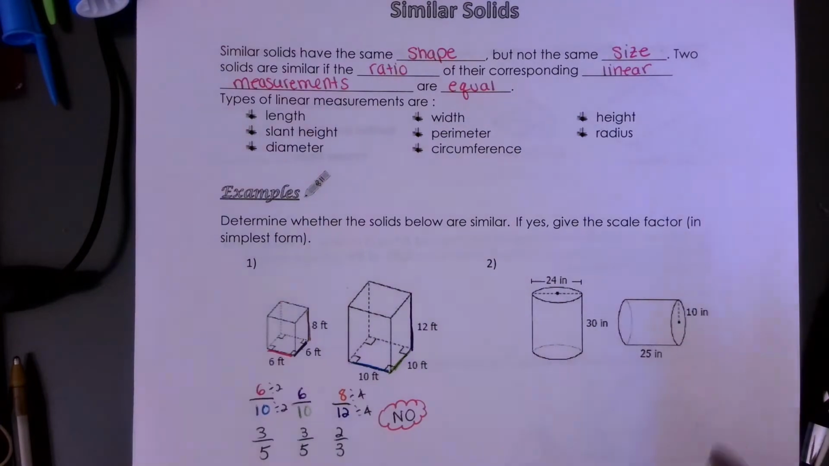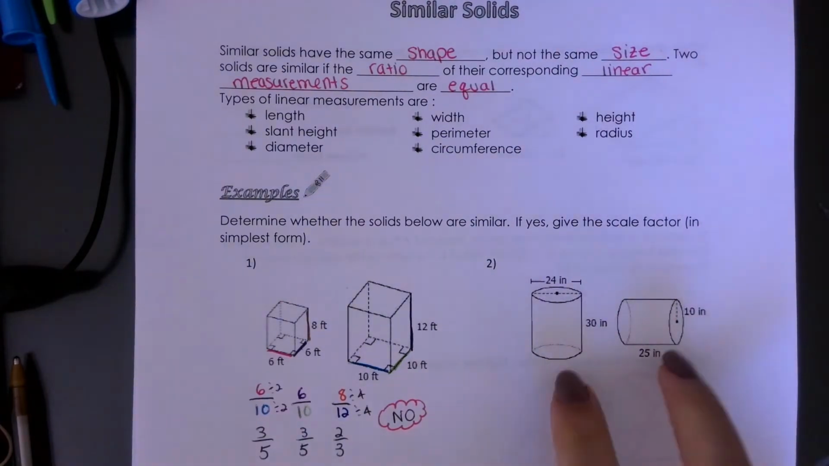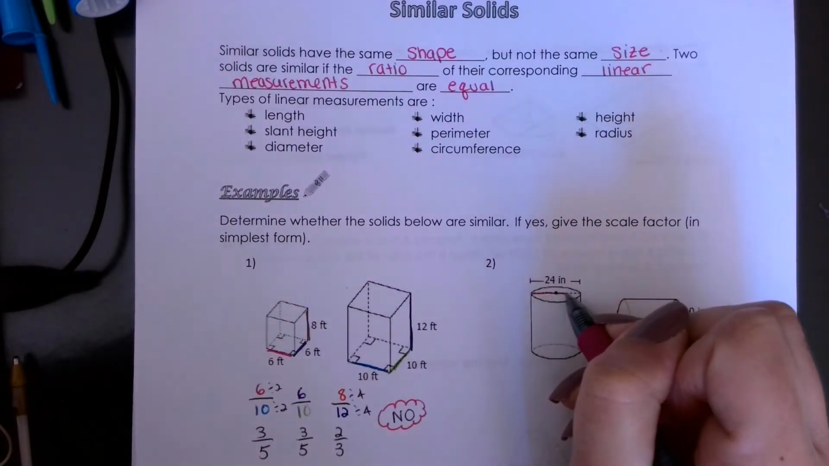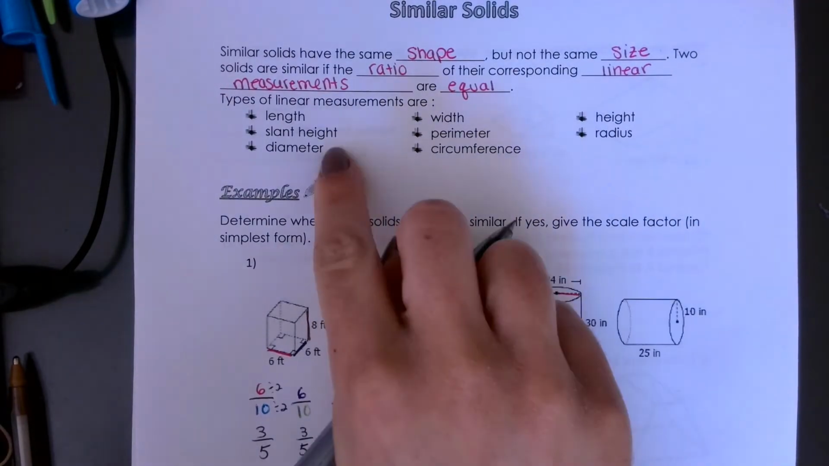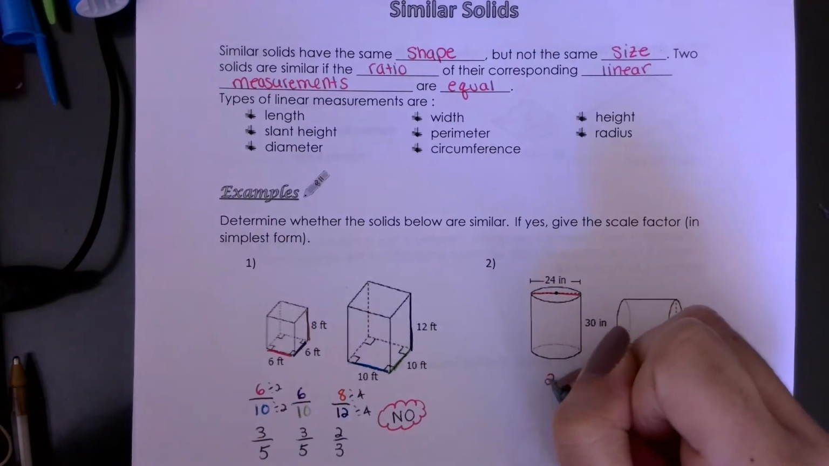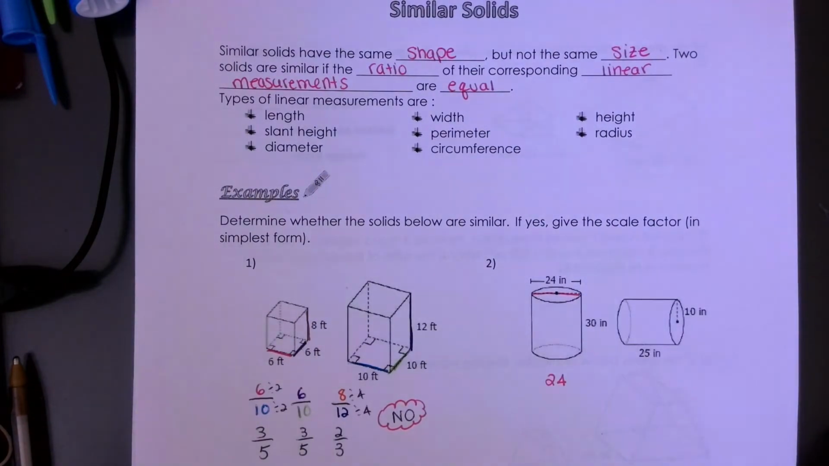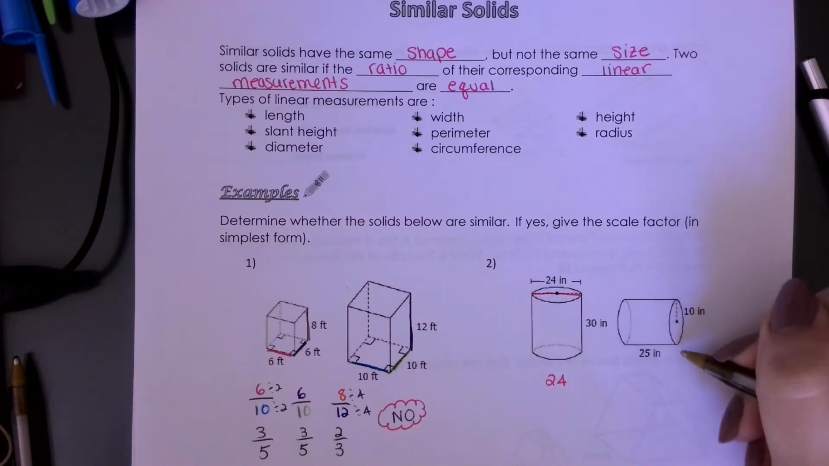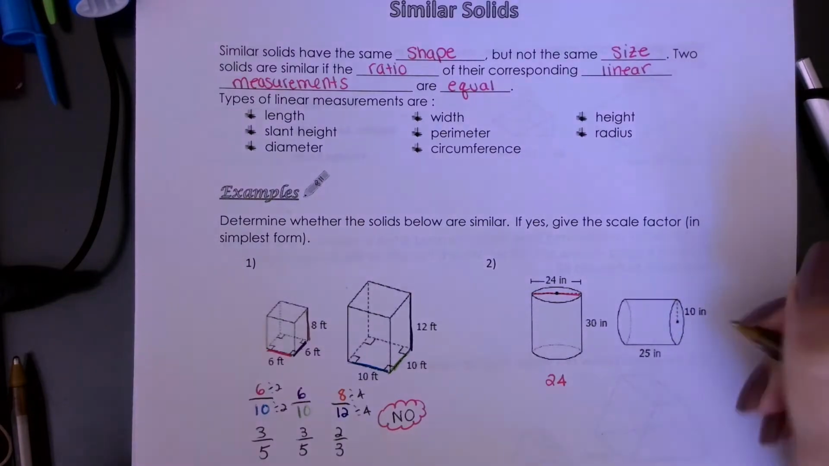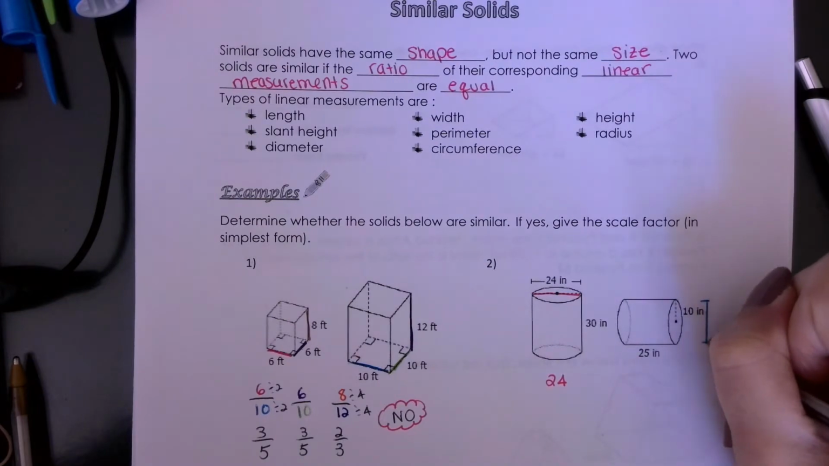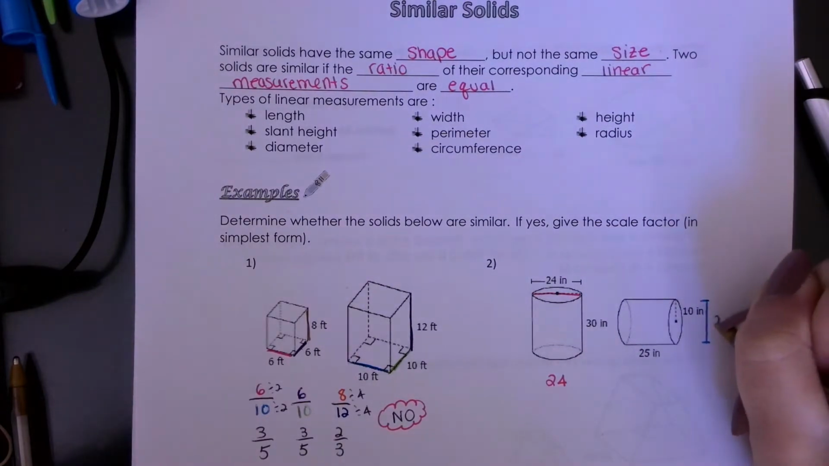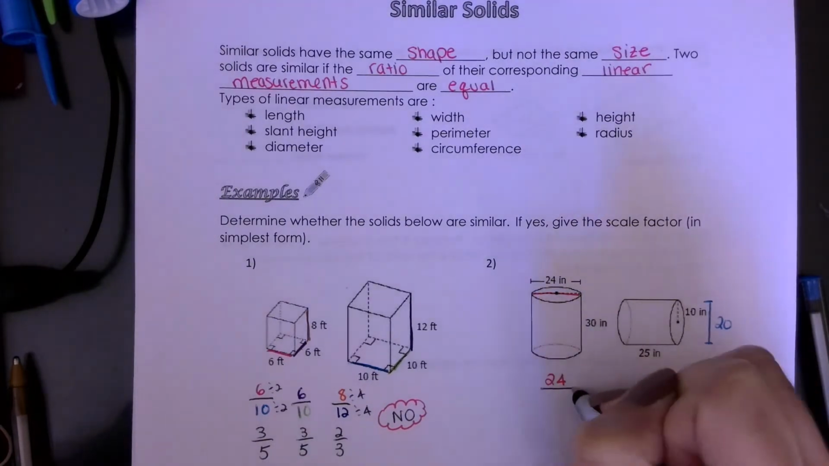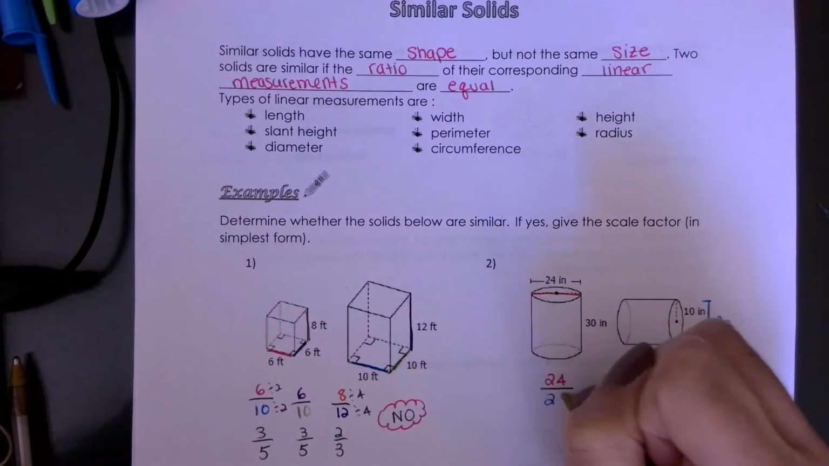Example 2, we have these two cylinders. Let's see if they're similar with our math. I have the diameter right here, 24 inches. So that's the linear measurements we're dealing with, by the way. Now let's look at the diameter of the other cylinder. Oh, I don't have a diameter for my cylinder. This is my radius, and I want to know the whole diameter. So the whole thing will be 20. 2 times your radius gives your diameter. So it's going to be 24 over the other diameter, which is 20.